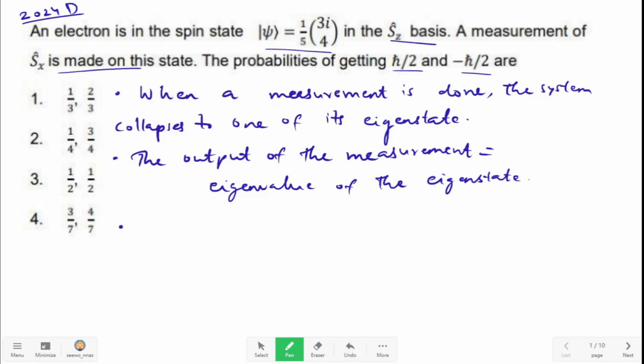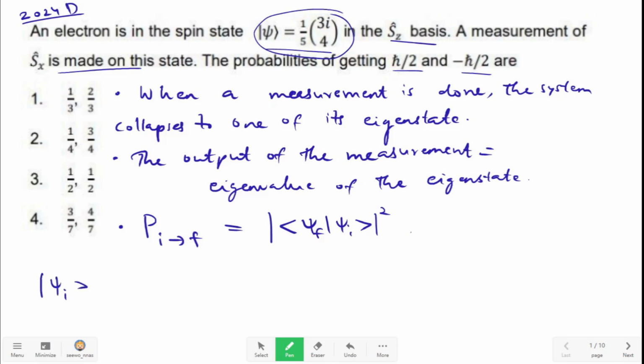The third important point is that the probability of transitioning from an initial state psi i to psi f is equal to modulus of <psi f | psi i> squared. Now in this problem we are given the initial state psi i equal to 1 by 5 times (3, i4). To use this formula of transition probability, you have to make sure that the given state is normalized.